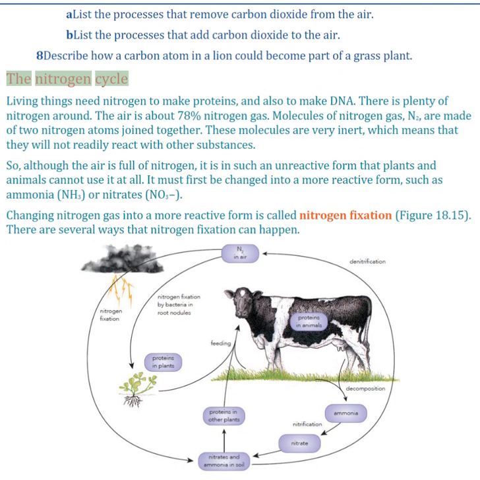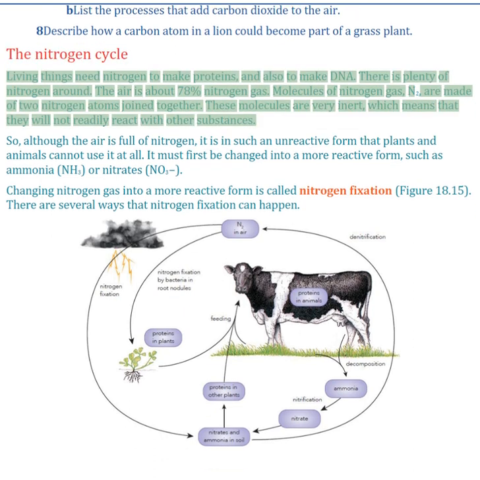The nitrogen cycle. Living things need nitrogen to make proteins and also to make DNA. There is plenty of nitrogen around. The air is about 78% nitrogen gas. Molecules of nitrogen gas, N2, are made of 2 nitrogen atoms joined together. These molecules are very inert, which means that they will not readily react with other substances.